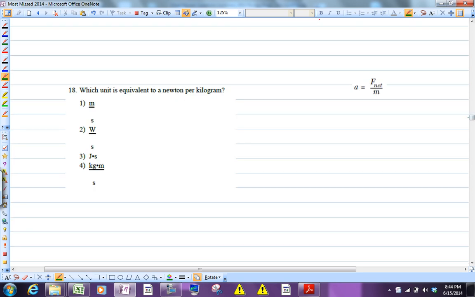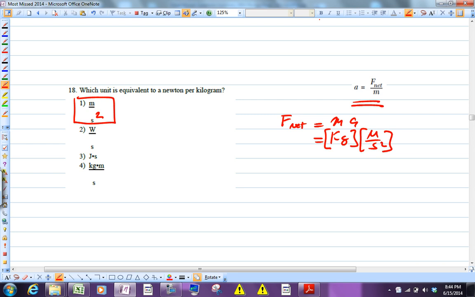18. Now, in full disclosure, there was a typo. This is supposed to be meters per second squared. But as far as how you do this, A equals F net over M, or F net equals MA. That's kilograms meters per second squared. So if you divide a Newton, which is this, by the way, unit for force, by kilograms, then the kilograms go away, and you're left with meters per second squared.